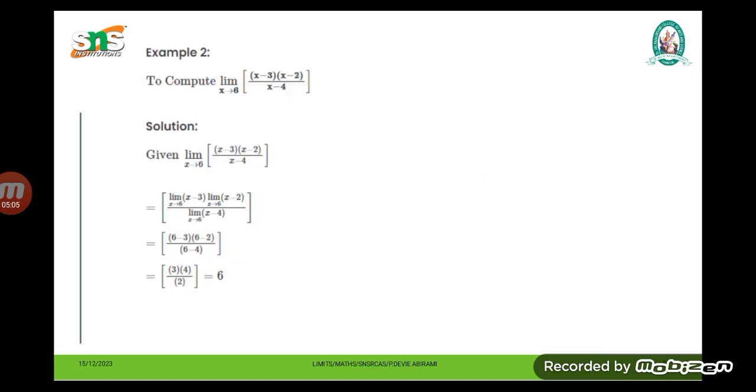My second example is to compute limit x tends to 6 of x minus 3 into x minus 2 divided by x minus 4. My fourth property, that is, I am going to apply the limit for both the numerator and the denominator. That is, in the solution, I have applied limit x tends to 6 of x minus 3, limit x tends to 6 of x minus 2. In the denominator, limit x tends to 6 of x minus 4. I am applying 6 in the place of x. So 6 minus 3, 6 minus 2 and 6 minus 4. So in the numerator I will get 12, divided by 2. If I divide it, I will get the answer 6.